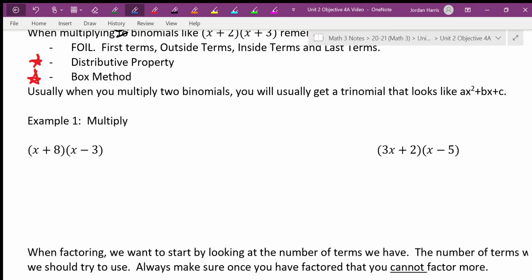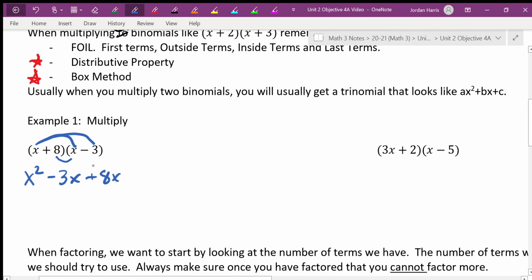Okay. So, example 1. Usually when you multiply two binomials, you will get a trinomial that looks like ax squared plus bx plus c, where a, b, and c are whole numbers or some sort of numbers. Okay, so multiplying, you start with the first term, so I'm going to distribute this whole thing into this whole thing. So x times x is x squared, x times negative 3, negative 3x, make sure you're careful about the signs, 8 times x, and 8 times negative 3.